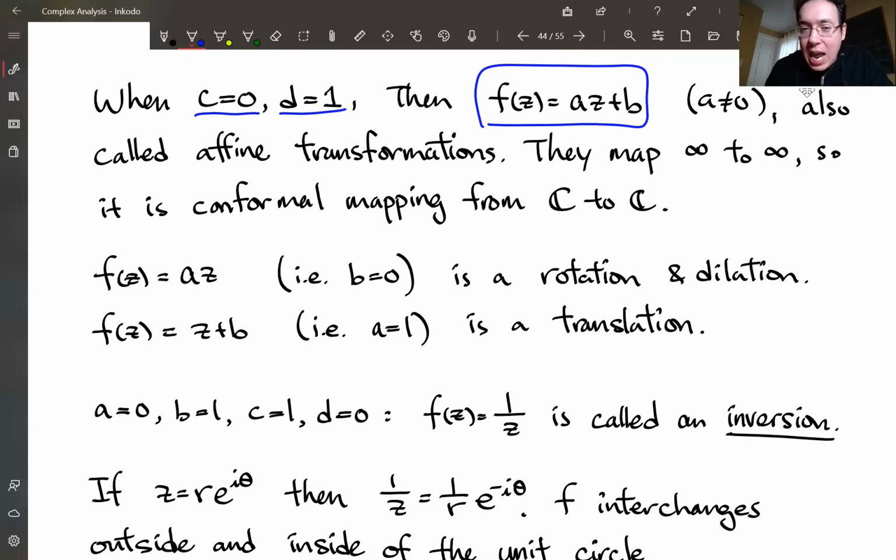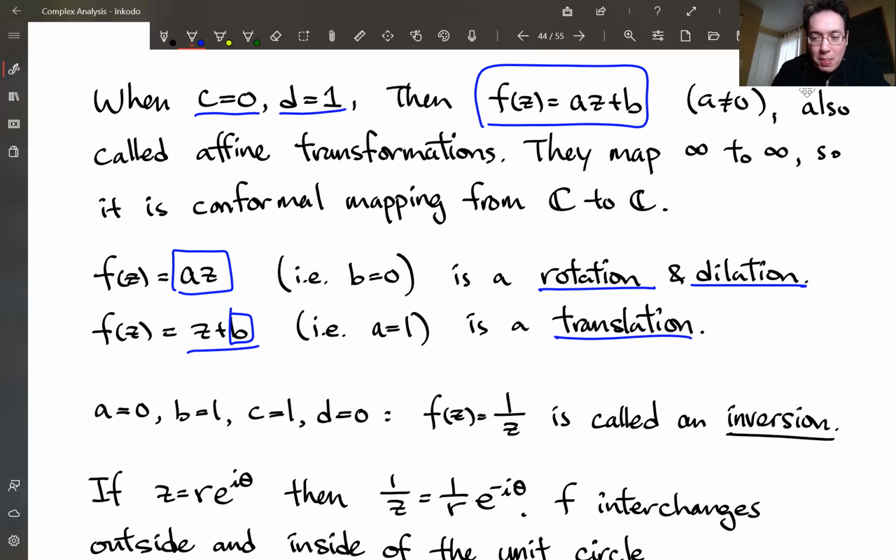Okay, the multiplication by A by itself does rotation and dilation, as we know from multiplying by a complex number, right? The modulus will do the dilation, and the argument will rotate the number Z. Okay. If you fix A to be 1 and then change around the B, you get what's called a translation. So you can shift the number Z to the right, left, up, or down, depending on what complex number B is. So that's sometimes called translation.